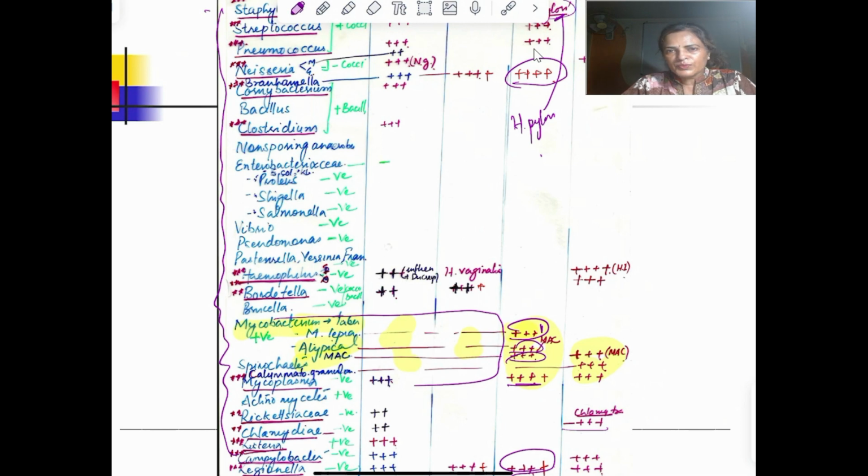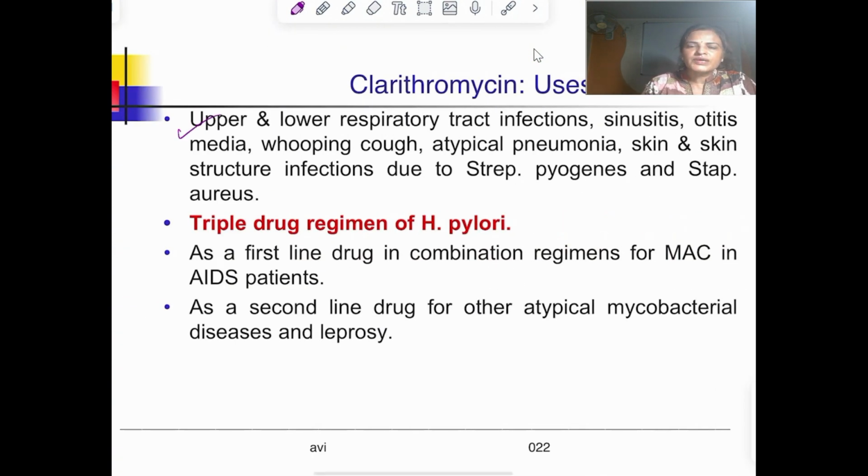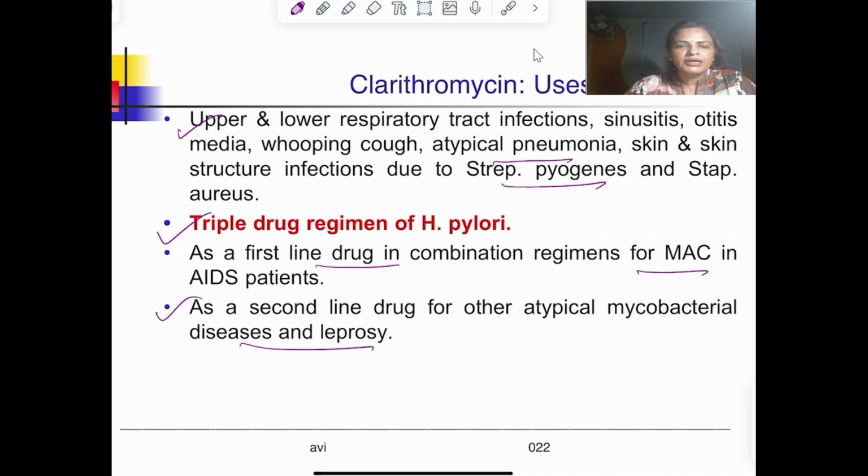जहाँ पे आपने wherever you want to use erythromycin for the upper respiratory, there you can use it. Plus a triple drug regime in the H. pylori. Then second line drug for the mycobacterium lepra, and then atypical mycobacterium. Then MAC, mycobacterium avium complex in AIDS patient. Legionella pneumonia, Legionnaires pneumonia, उसमें we can use this clarithromycin. So you see here upper and lower respiratory tract infection, same I have written here सारा जितना erythromycin का triple drug regime, first line drug for MAC, second line drug for the leprosy and atypical mycobacteria disease.